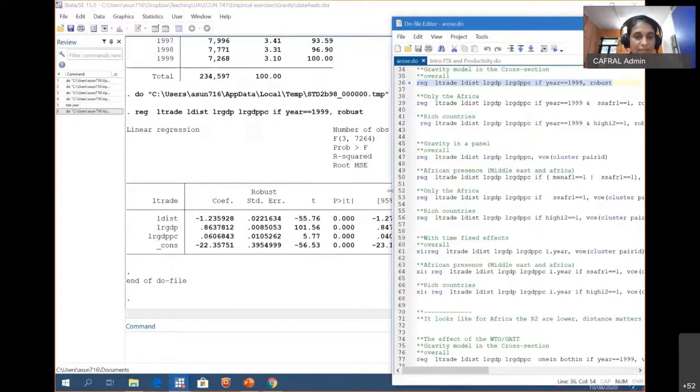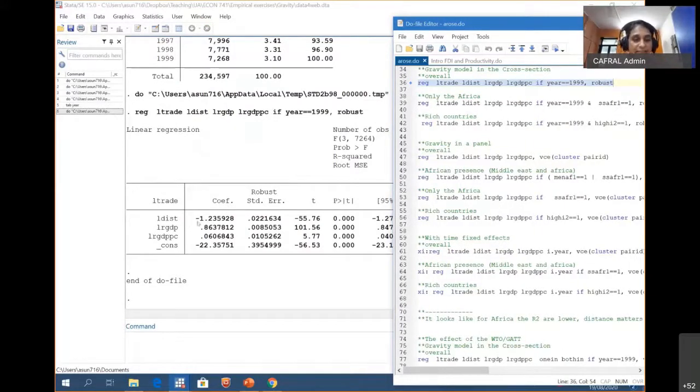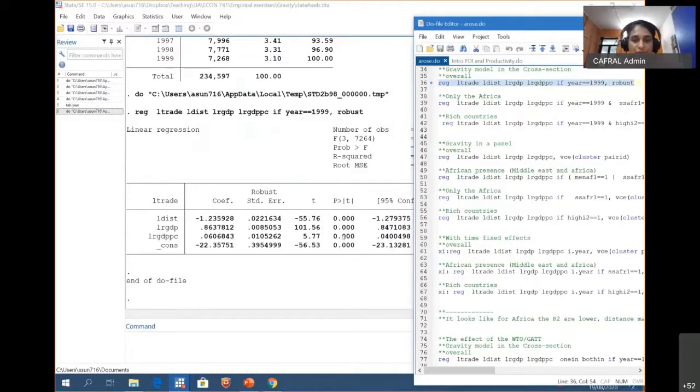And here I have my coefficients. So distance is negative 1 as expected in the theory. GDP, very close, the product of GDP is close to 1, not quite there, 0.8. And then GDP per capita. All of these are statistically significant as can be seen from the p-value. So if the p-value is less than 0.01, that means it's significant at the 1% level.